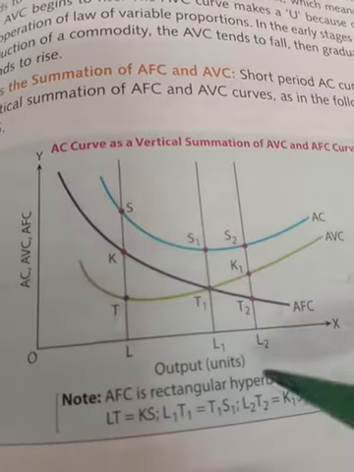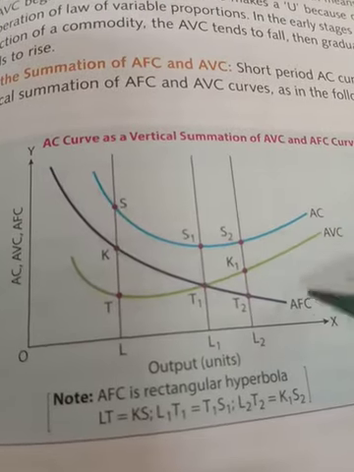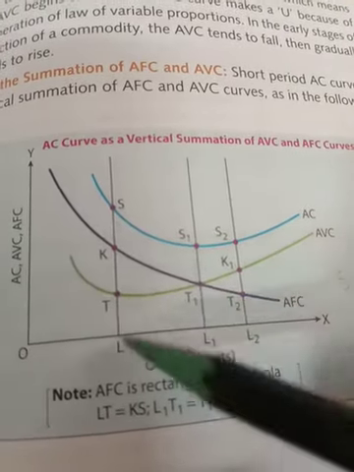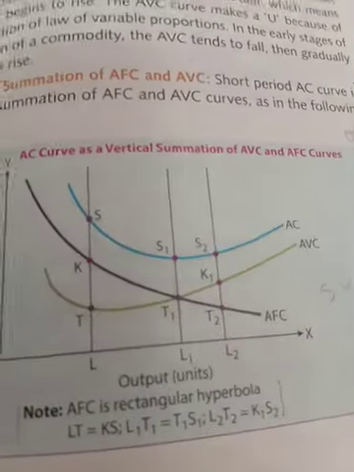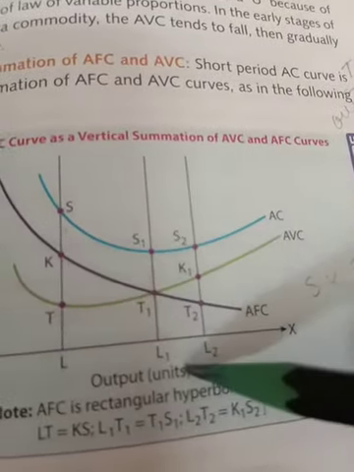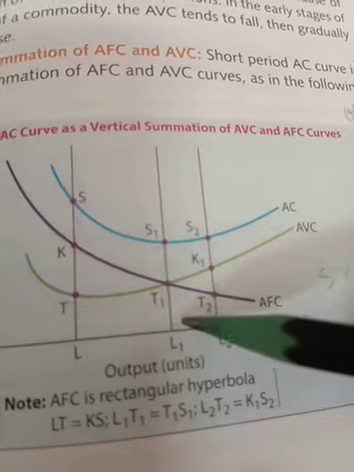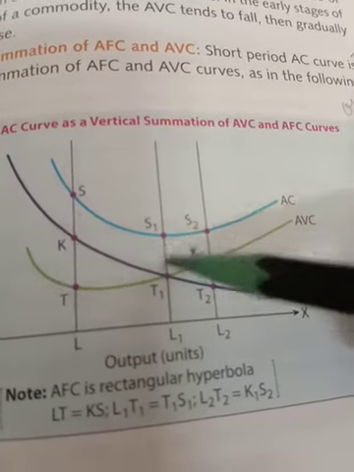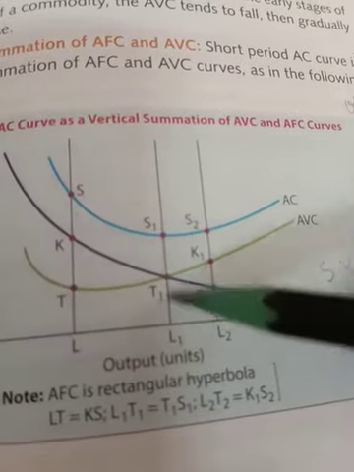SK represents the difference between average cost and average fixed cost, that is, the difference is average variable cost. So SK is equal to TL because TL is also average variable cost. Now the next thing is at L1 unit of output, S1 T1 should be equal to T1 L1. The difference between average cost and average variable cost is equal to average fixed cost, which is T1 L1.